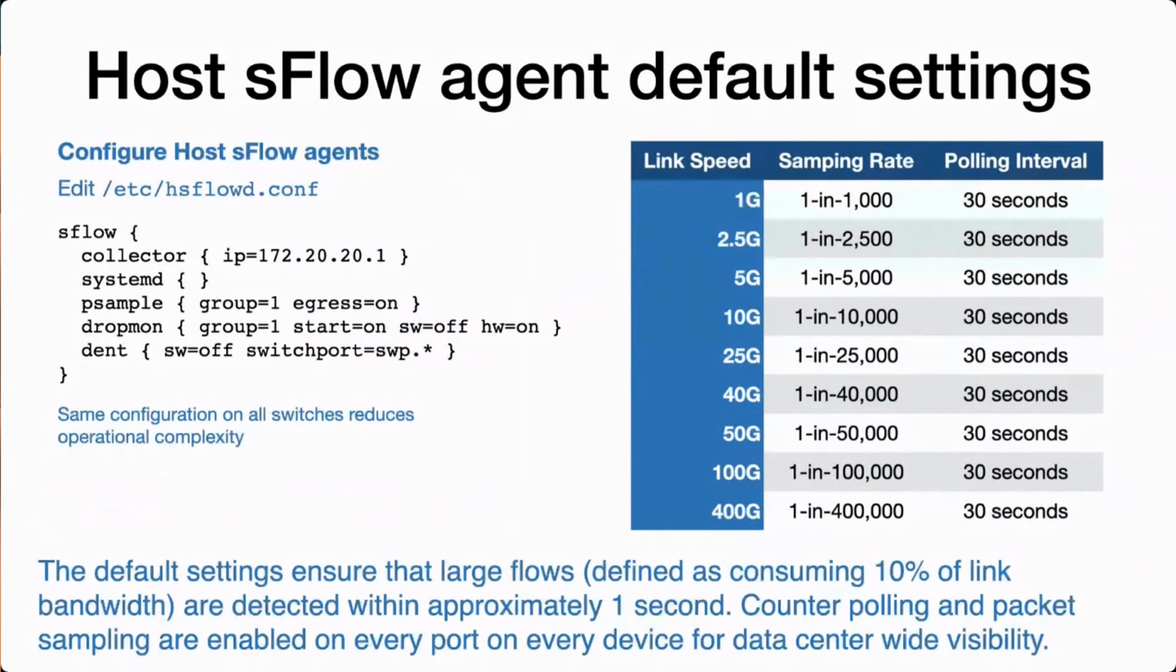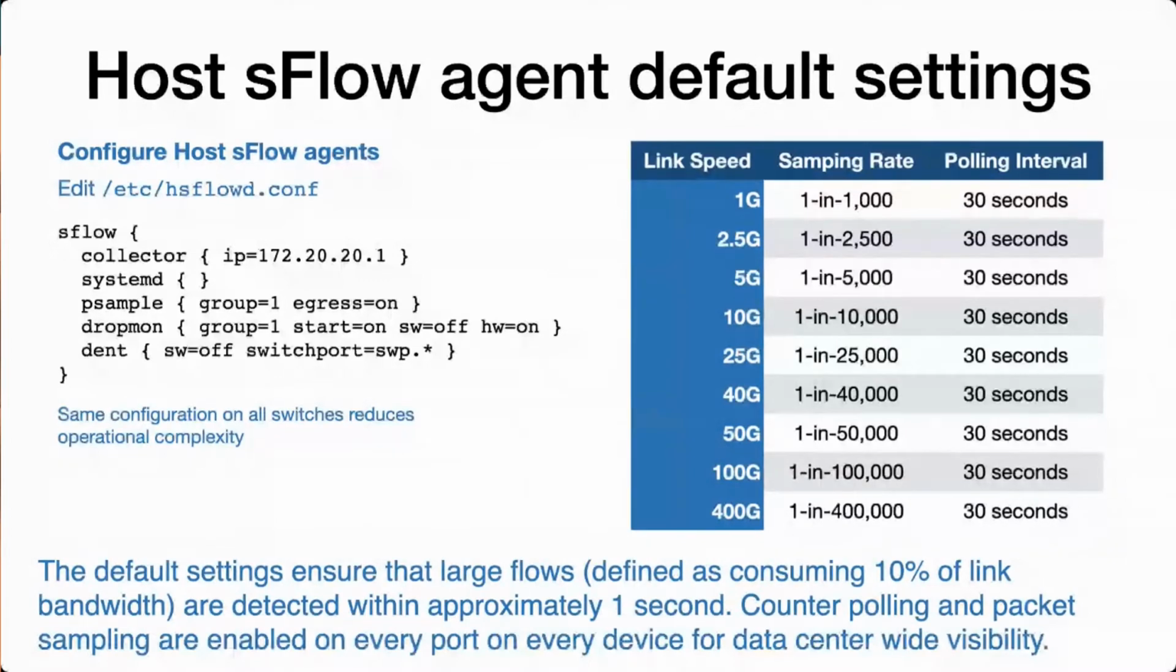Here's a typical host sFlow configuration that uses the default sampling rate policy, which is shown in the table on the right. And adopting a policy that scales with link speed allows the host sFlow agent to run with the same config file on every switch in the network. Ports are selected for TC configuration using a regular expression pattern, and that also triggers counter export for those hardware switch ports.